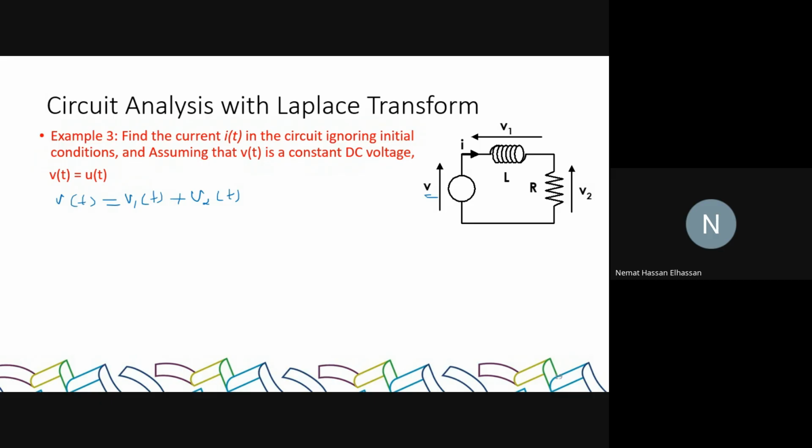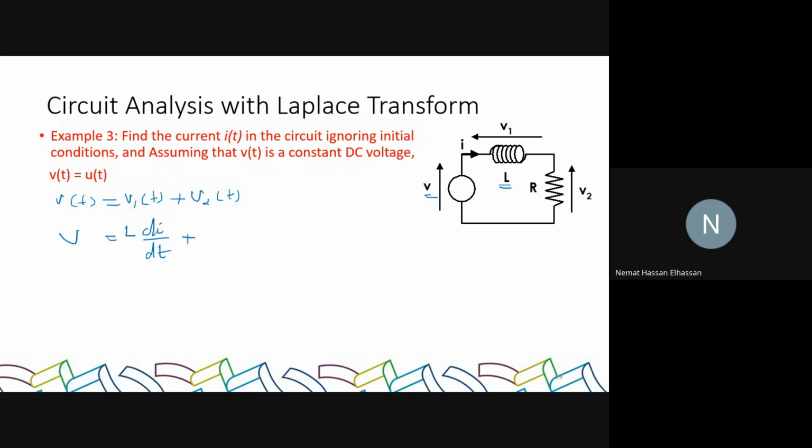What is V1 of t? V1 is the voltage across the inductor, right? The voltage across the inductor is equal to L di over dt. Sorry, V is equal to L di over dt. Do you remember that from last lecture? This is the voltage across the inductor, because the voltage across the inductor is a differential equation in current. With each change in the current, the value changes. So this is V1.